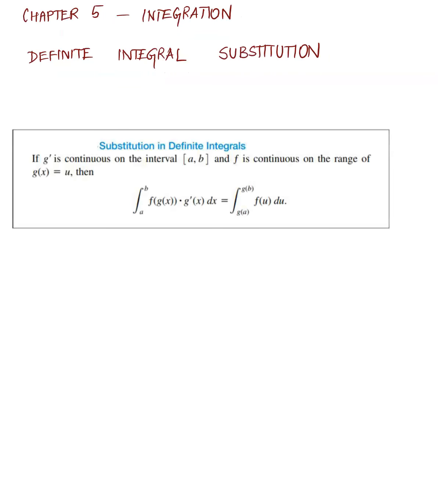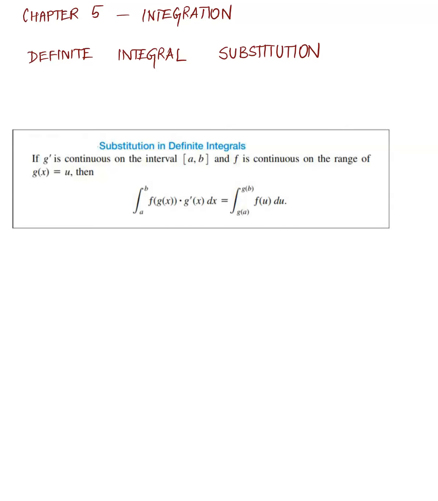Well, here is the definition. If g prime is continuous on the interval ab and f is continuous on the range of g of x equals u, then integral a to b f of g of x, composition, times g prime of x dx is integral g of a to g of b f of u du. Okay. I know it sounds confusing.